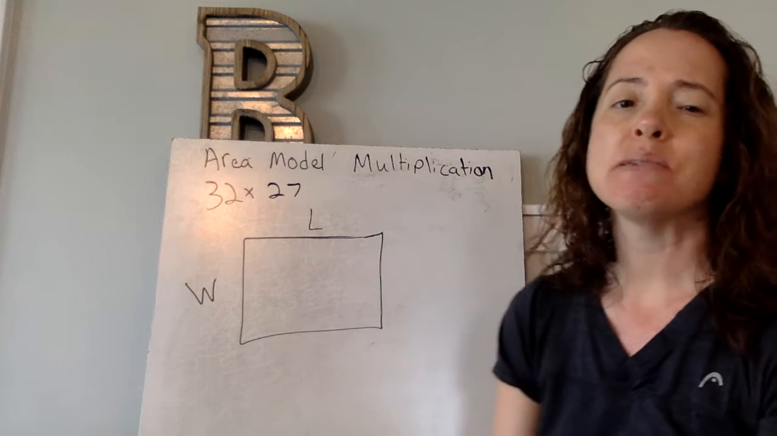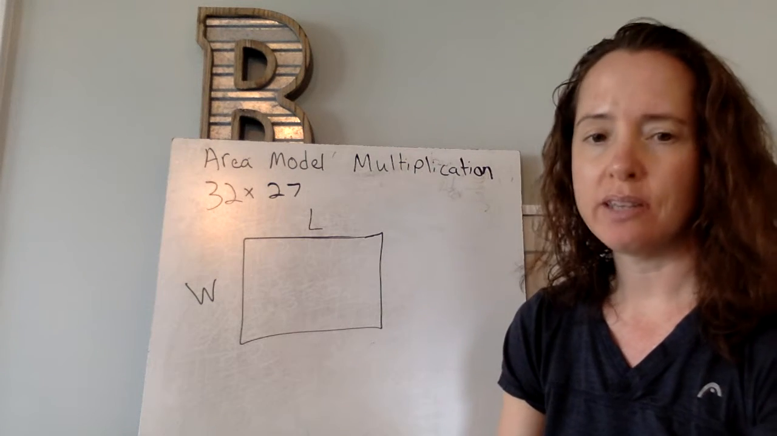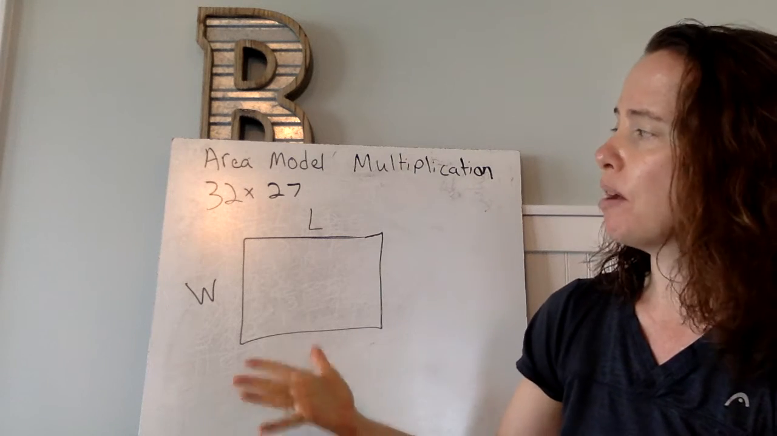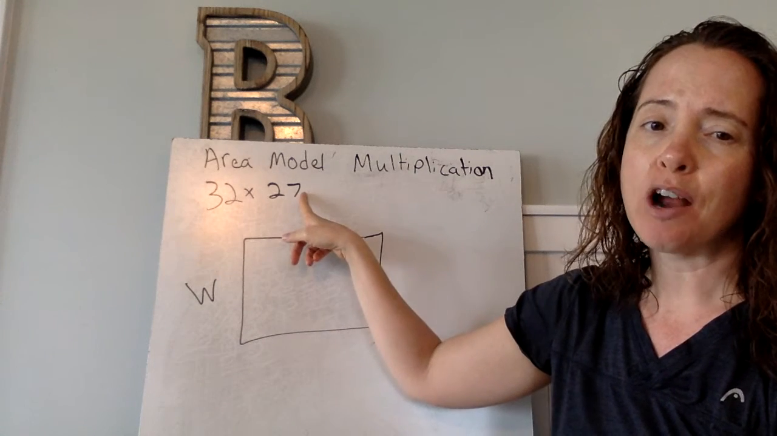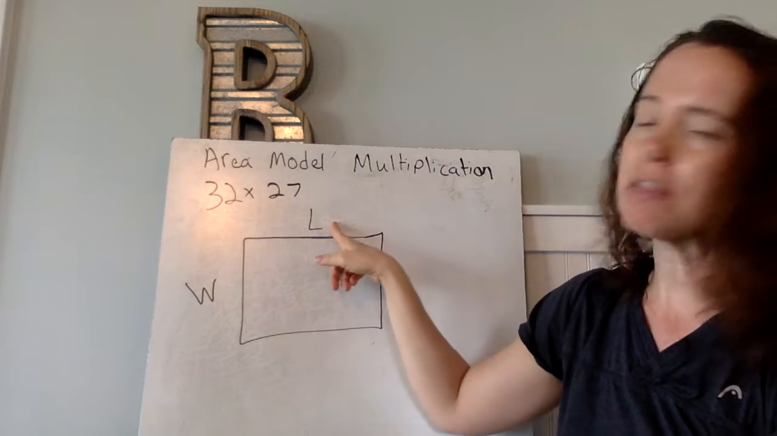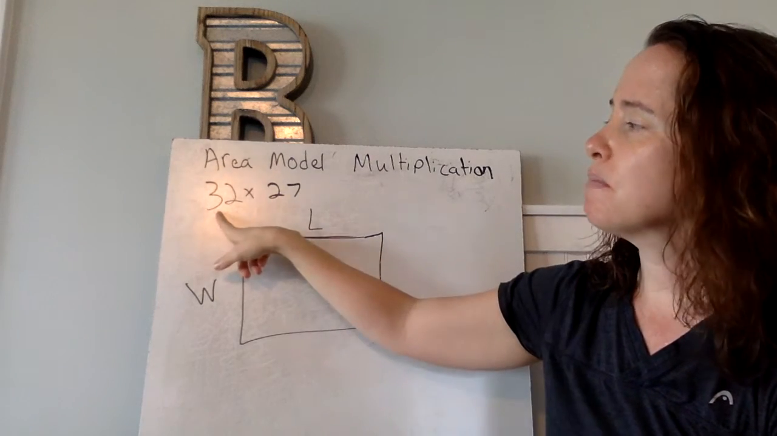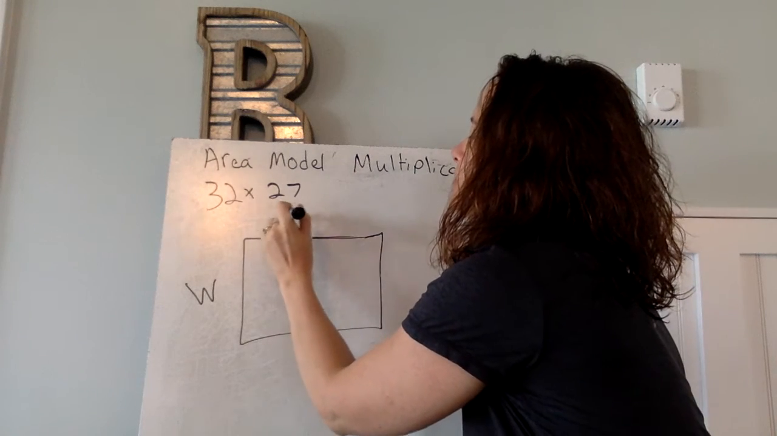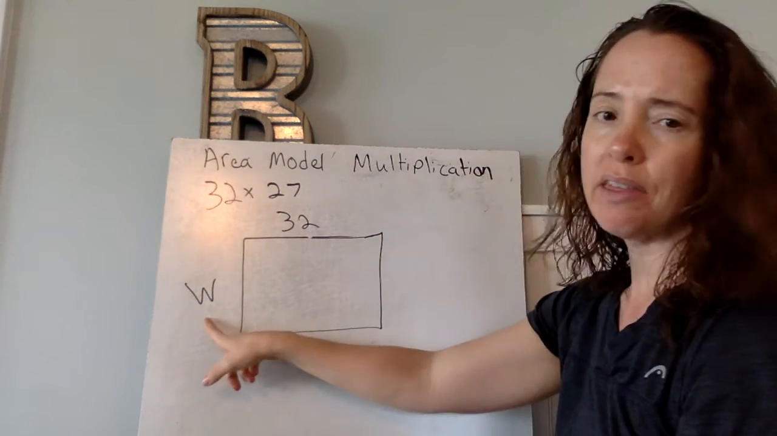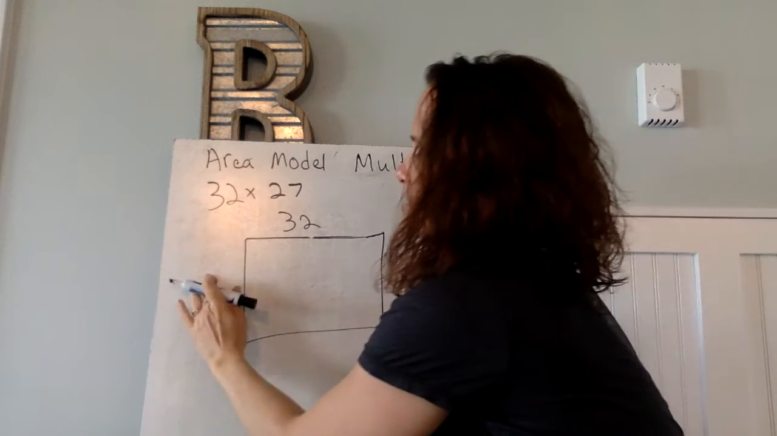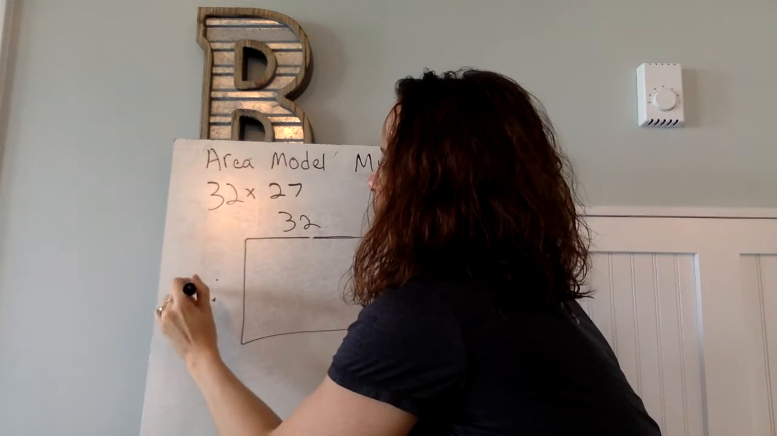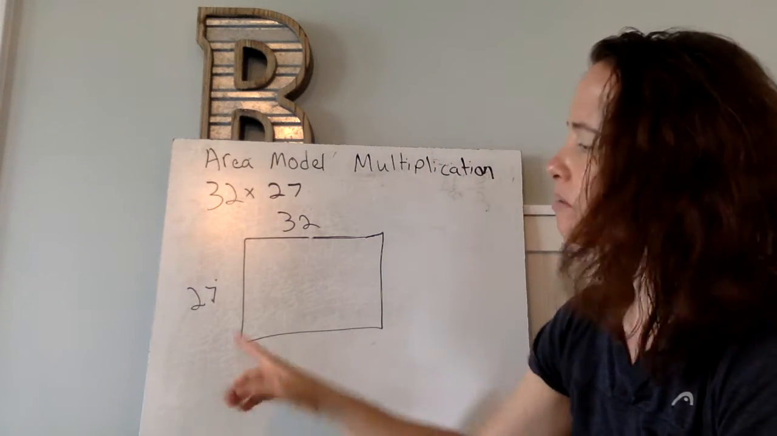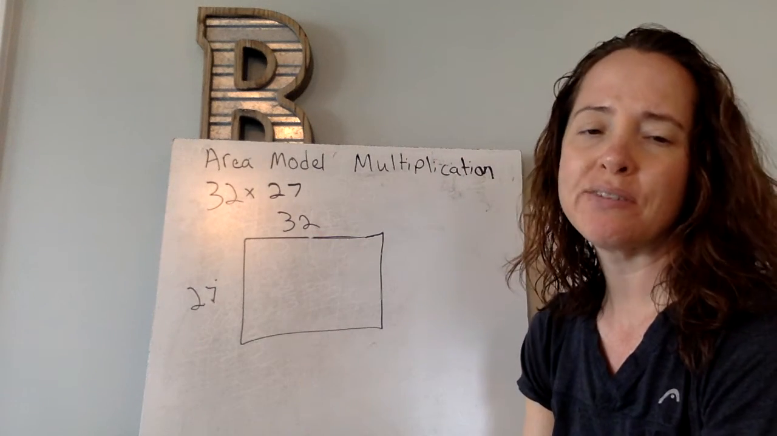That's telling me that I have 32 groups of 27. Again, we can use the area model. We're just going to pick one of them to be our length and one of them to be our width. I'm going to use my length for the longer one. So I'm going to say my length is going to be 32. And my width is going to be the other two-digit number, 27. So that doesn't really help us, does it? Because 27 times 32 is kind of difficult to solve.